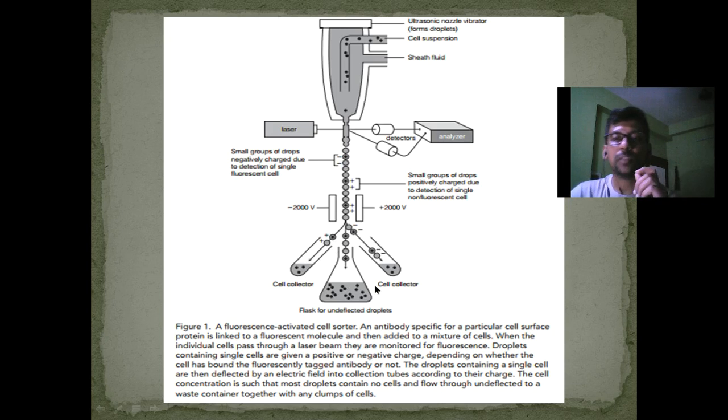Okay, so in this way, by using this technique, that is fluorescence activated cell sorter, we can differentiate a specific cell or one or two types of cells from a mixture of cells. And after this separation, we can culture them or we can further analyze them for their specific character.